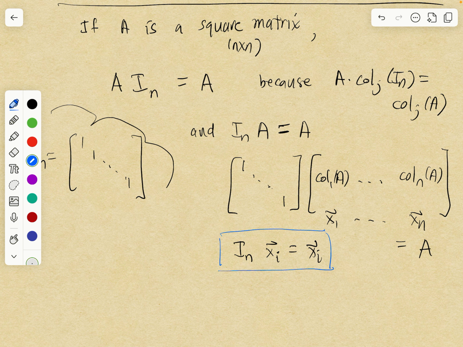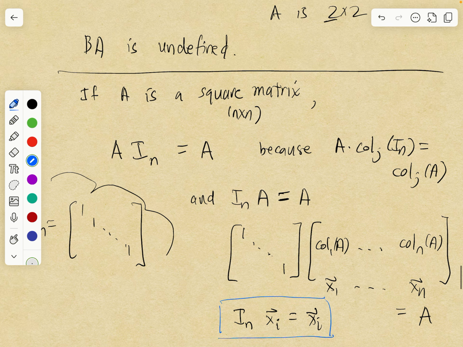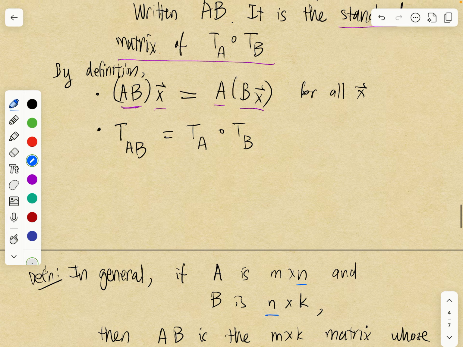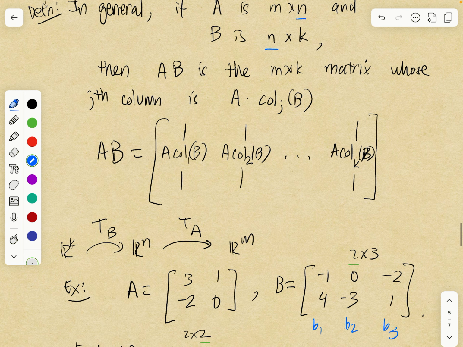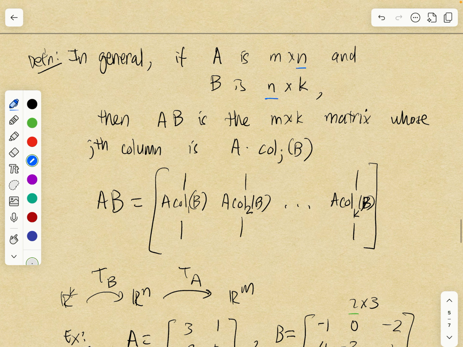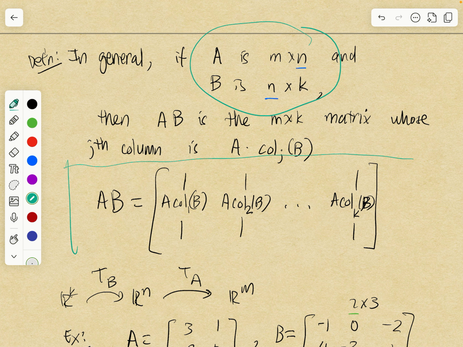I think we should make a separate video for the other stuff about matrix multiplication, because there's a lot to say about it. But the key thing to know is the way we defined matrix multiplication. We defined the product of A times B, if A is n by n and B is n by k, to be the matrix whose jth column is A times the jth column of B. So this is sort of the more modern way of thinking about matrix multiplication.